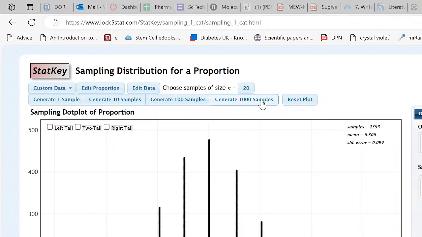But the shape, I don't know, Caleb, what would you call that, normal, or does it make you a little bit nervous there? Yeah, maybe, a little skewed there. I agree, it's a little bit skewed. Not much, but a little bit. All right, let's reset the plot and do samples of size 50.